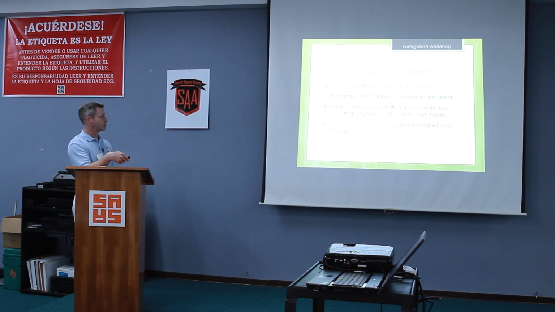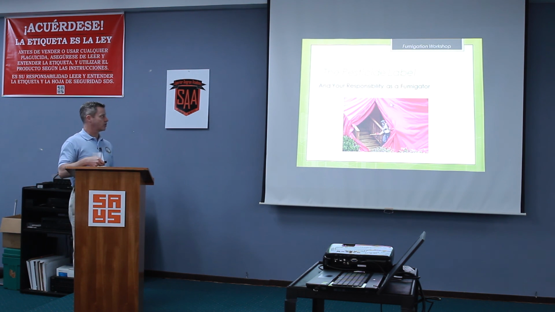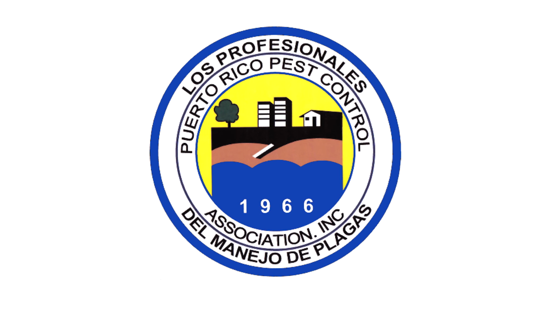So just generally, just a review here: the site must be on the label when you make an application. That's very important. The target pest does not necessarily have to be on the label. Applications may be made at a rate less than stated on the label, but never more. And we talked about tank mixes being okay unless the label states otherwise. So that is the anatomy of a pesticide label, and generally the requirements for you as an applicator for following the label.